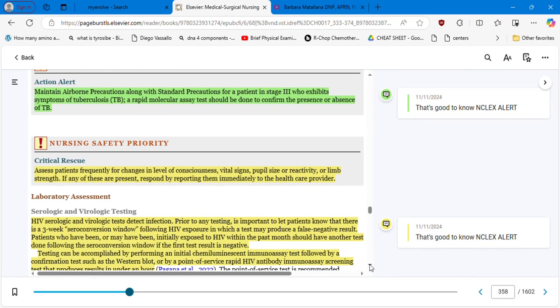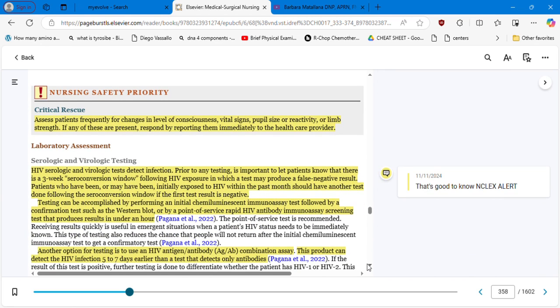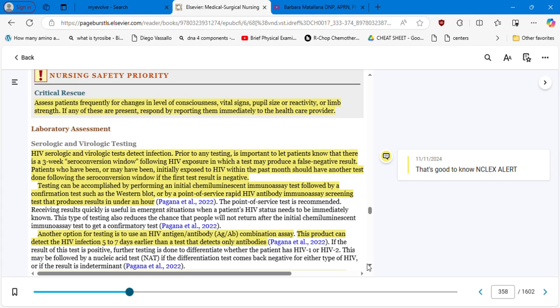There is another box here about important information. Maintain airborne precautions along with standard precautions for patients in stage 3 who exhibit symptoms of tuberculosis. We spoke about that. A rapid molecular assay test should be done to confirm the presence or absence of TB. Now, safety priority: assess patients frequently for changes in level of consciousness, vital signs, pupil size, or reactivity. That's all related to neuro. Remember that this disease affects all systems. It's systemic, right? So we have to check the mental status, also the limb strength. If any of these are present, respond by reporting them immediately to the healthcare provider.